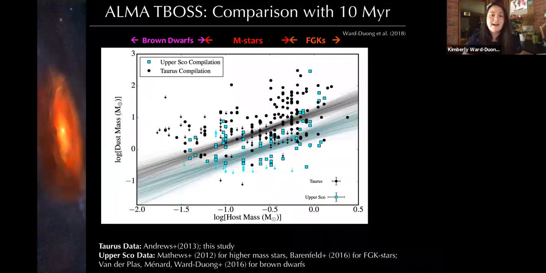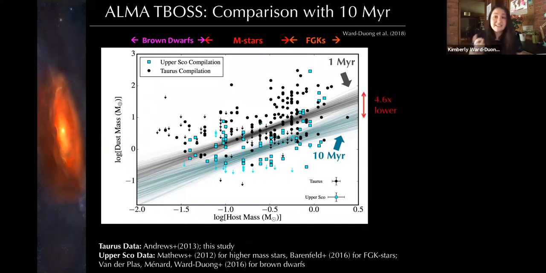We can also look at the same axes of the dust mass versus the mass of the star and compare as a function of age. So what we're looking at now, all the black points are all of the objects in Taurus, all the 1 to 2 million year old systems. And then the teal points are an older star forming region, Upper Scorpius, which is roughly 5 to 10 million years. And although there's a huge spread at any given mass, you can see that there's actually a decline in the amount of dust by about a factor of 5.